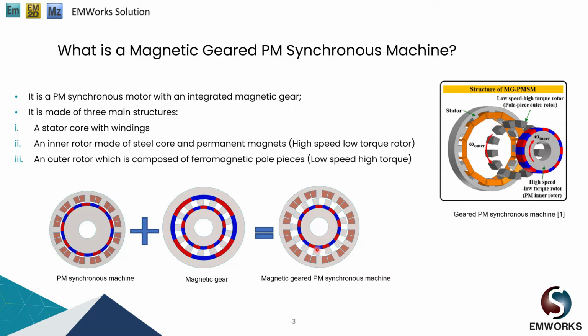It is a combination of a magnetic gear for power transmission and a permanent magnet synchronous machine for energy conversion from electrical energy to mechanical energy. This mechanical energy is then amplified through the magnetic gear, which is used for the power transmission. So instead of two systems, we have one combined system.